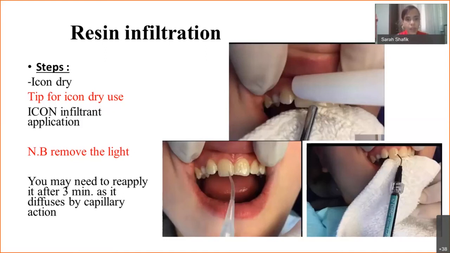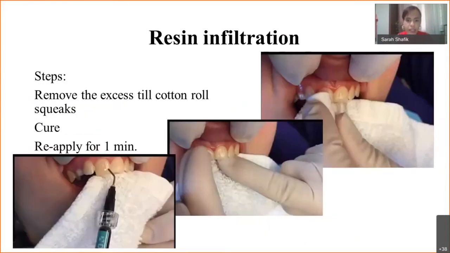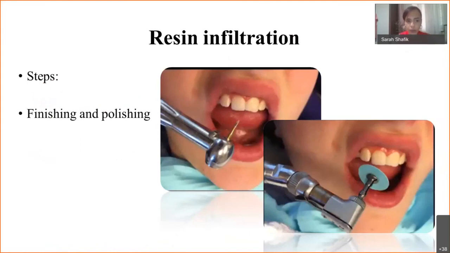Do not cure at this time, because the resin moves inside the enamel by capillary action. So just wait for 3 minutes. You may need to reapply it once again after 3 minutes. After applying it, light cure it for 40 seconds. But please, you have to remove the excess first. Remember to remove the excess using cotton rolls, as in the photo. Then cure it, then finish it and polish it as much as you need.